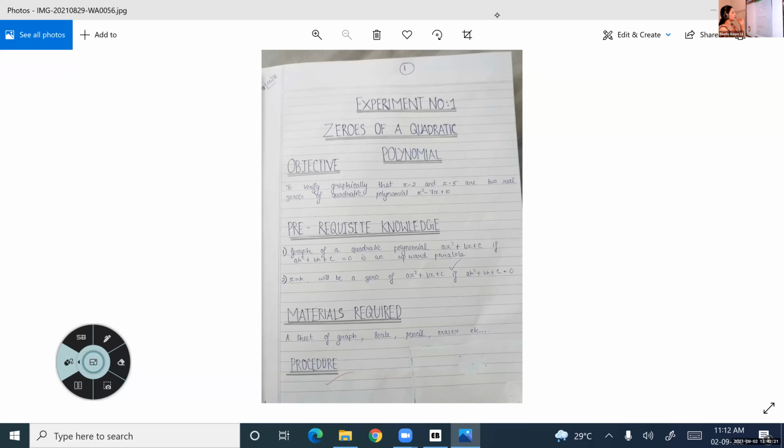Again, the next one: x is equal to k will be a 0 of ax square plus bx plus c if ak square plus bk plus c is equal to 0. The next one is materials required: a sheet of graph paper, scale, pencil, eraser, etc. What should we strike off? Only that part in the first point of the prerequisite, you can do it with pencil. I think he wrote that by mistake, so that part you have to strike out.